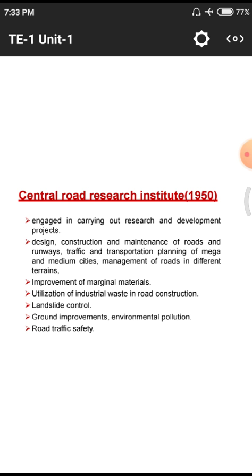The waste material coming from industries is fly ash. That means fly ash is the thermal waste coming from the industries, and it is used in road construction as a filling material. This comes under industrial waste.